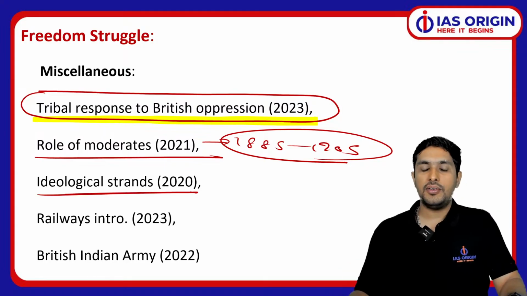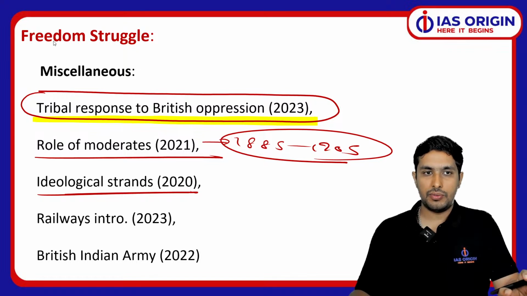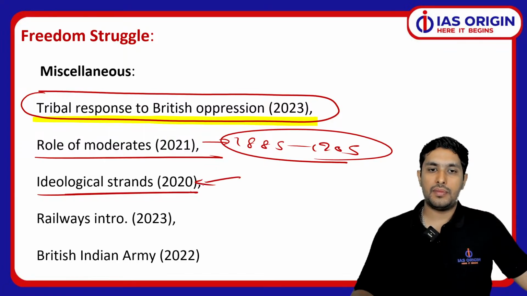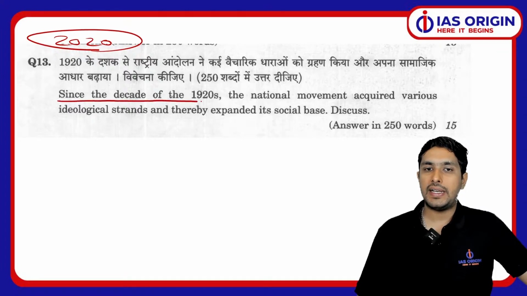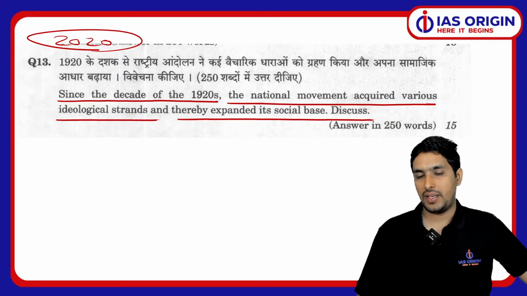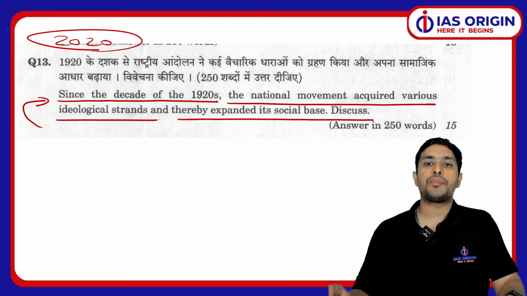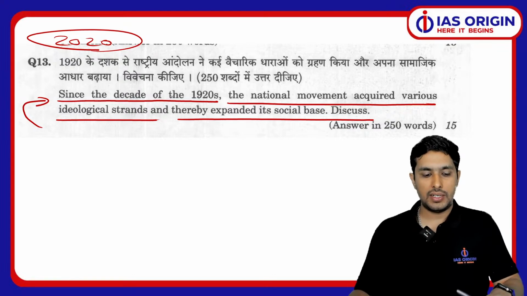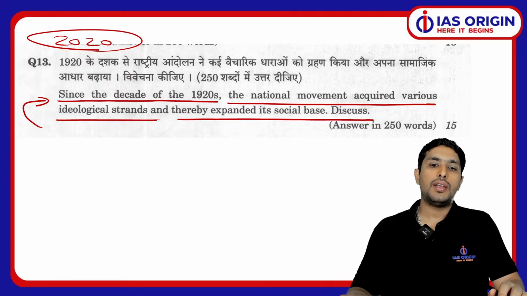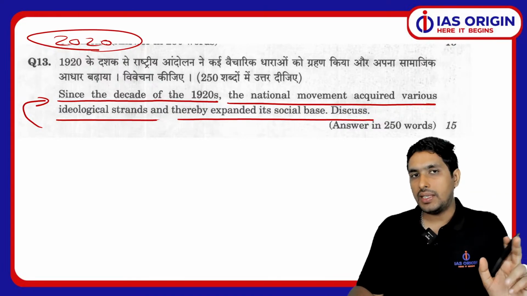Ideological stance. So this particular thing, I'll just show you. This was not very much expected, and that was asked back in 2020. This was asked in the 2020 paper: since the decade of 1920s, the national movement acquired various ideological strands and thereby expanded its social base. Discuss. So this precisely was, I would say, a very analytical kind of question, and for these kinds of questions you do require some depth. These are not the kind of questions which you will find as such in a book. You have to apply some brains, only then are you going to be answering this question.